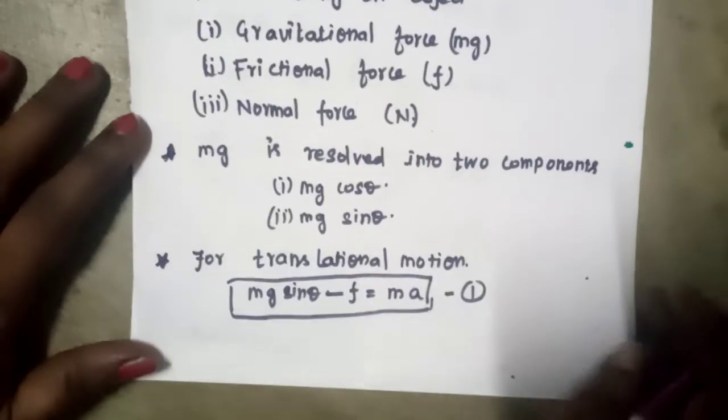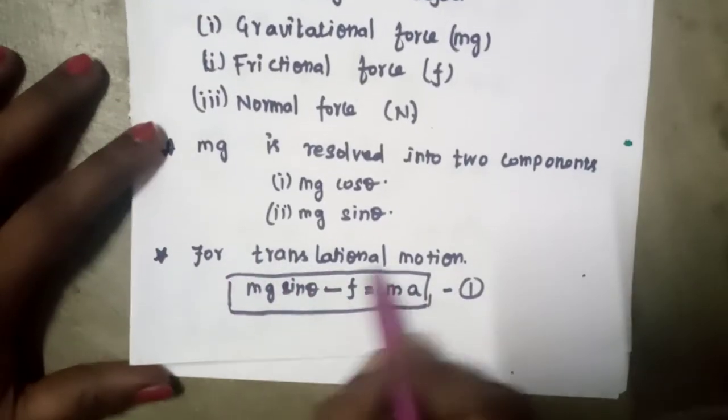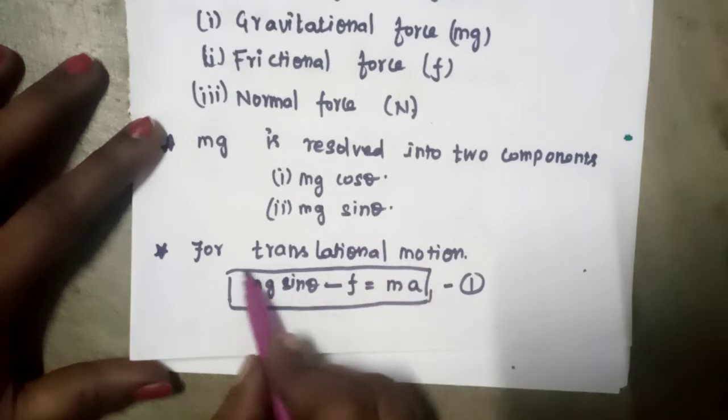Now for the motion, I told that there are two types of motion. One is the translational motion, that is, linear motion.